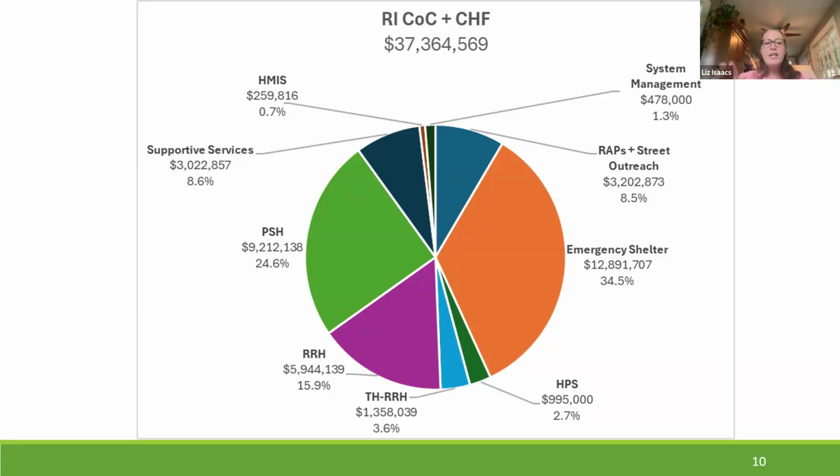And I won't read each of these, and I know we have to keep moving, but if you look at the pie chart, you can see that about a third of the funding is spent in emergency shelter. And then about 40% is spent if you combine permanent supportive housing and rapid rehousing. And then you're funding a bunch of other HUD required services, such as HMIS. And you have the housing problem solving folks that Crossroads runs below, and you can check out the other numbers. Okay.